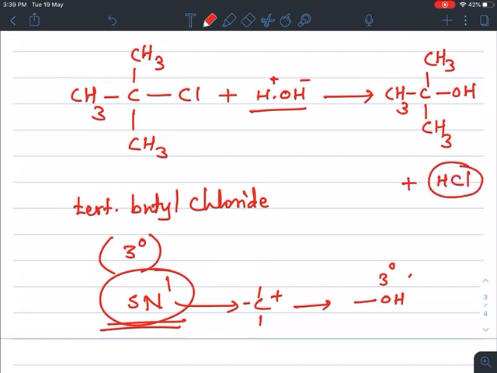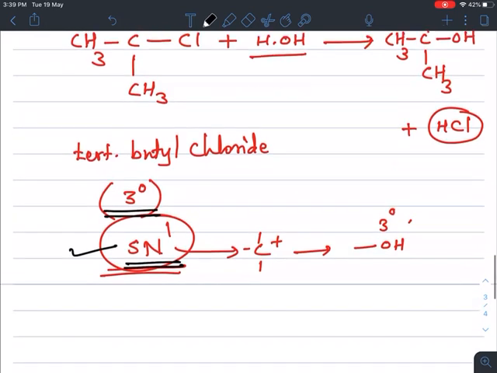Okay. So which reaction mechanism is favorable for this nucleophilic substitution reaction? That is the SN1 reaction mechanism. Okay. So this is the SN1 reaction mechanism favorable for tertiary alkyl halide. Okay. So this is the first method for the production of alcohols from alkyl halide.